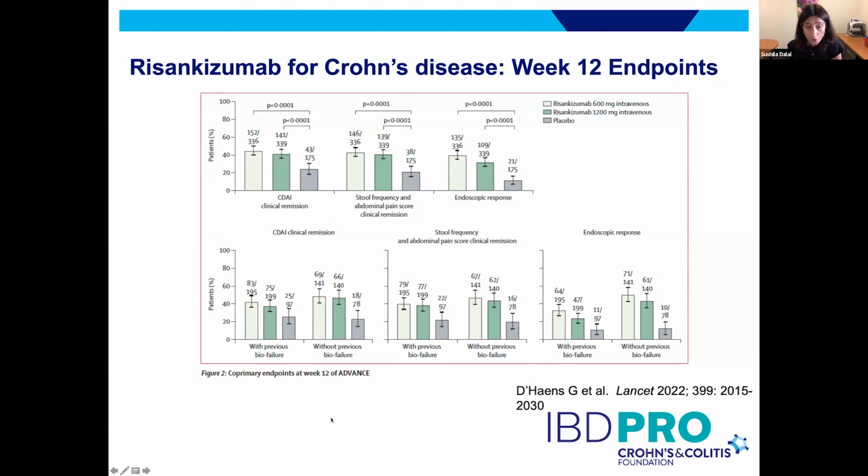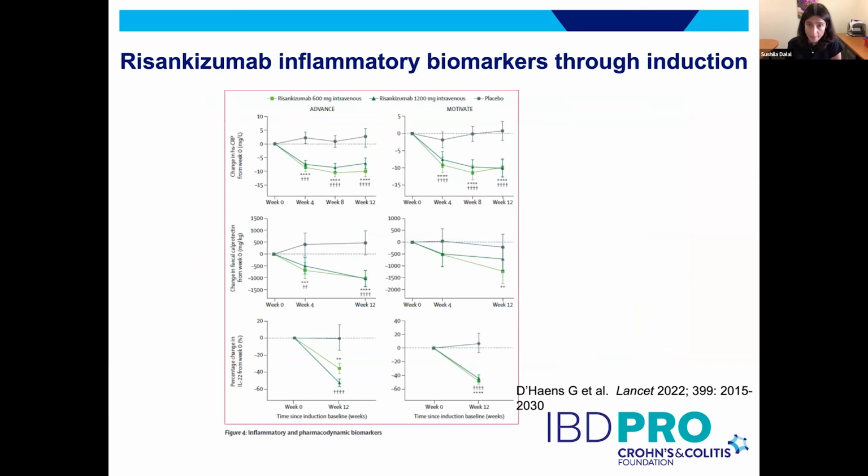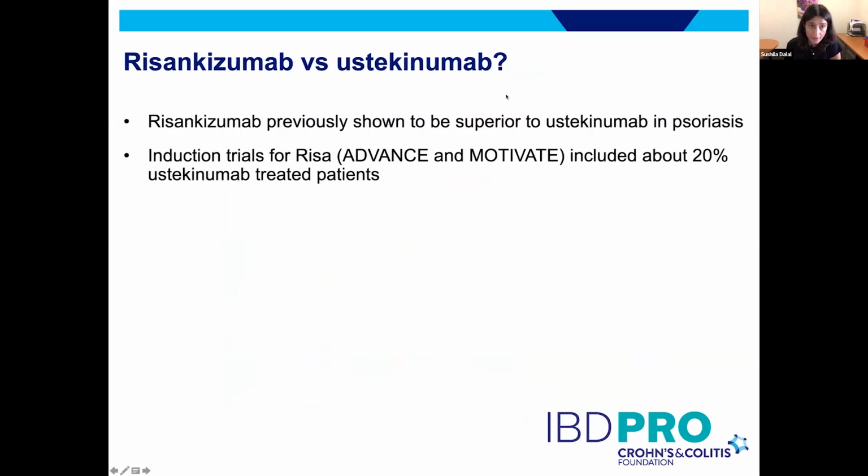You can see the co-primary endpoints here. Again, you can see that with previous biofailure or without previous biofailure, interestingly, it did pretty well in patients that were biologic experienced. As for inflammatory biomarkers through induction, you can see that there is certainly a drop at week 4, that second infusion, but there's more improvement as you get out further, as with many of our therapies.